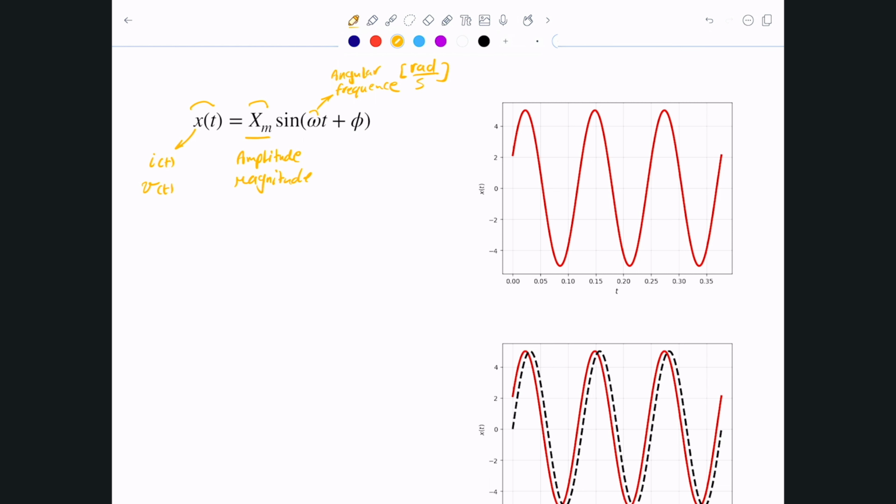And here what we have is phi. Sometimes we use theta. I'll be using phase in here because we talk about phase angle. That's why we use phi, and its unit is radians. All right, so this is how we define it.